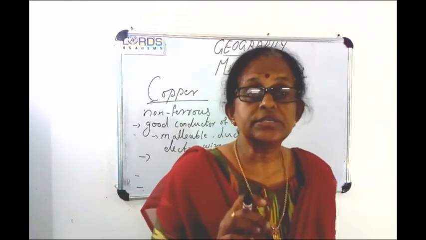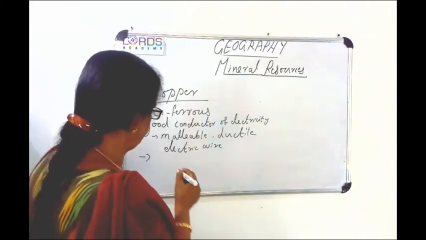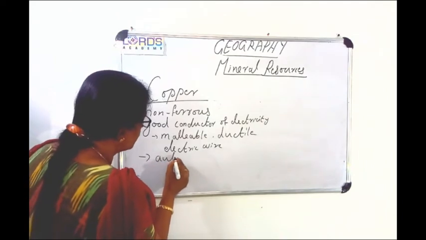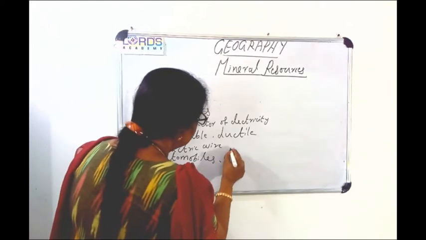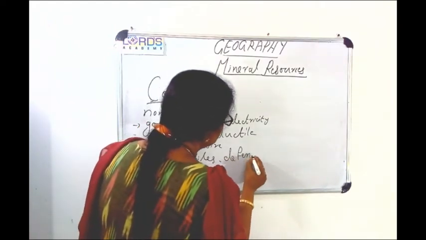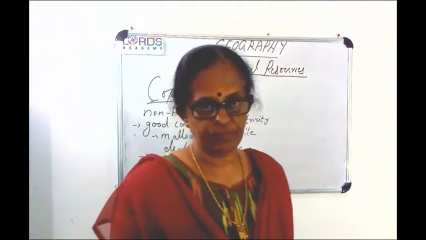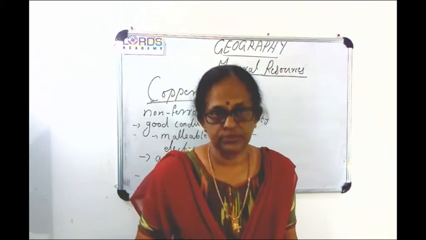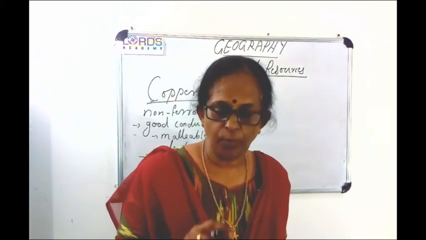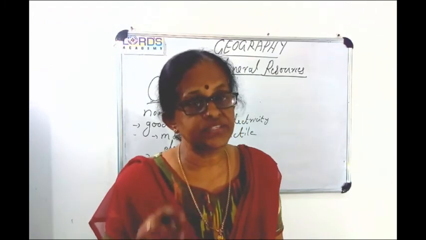Second use, it is used in automobiles and defense industries also. Then, copper is alloyed with iron and nickel to make stainless steel.